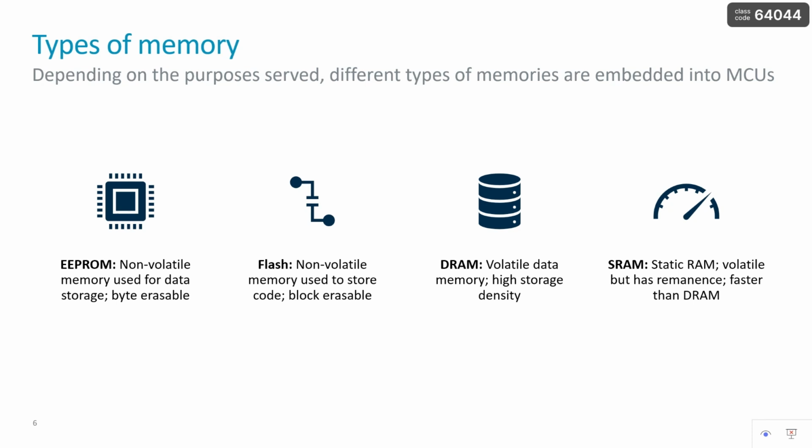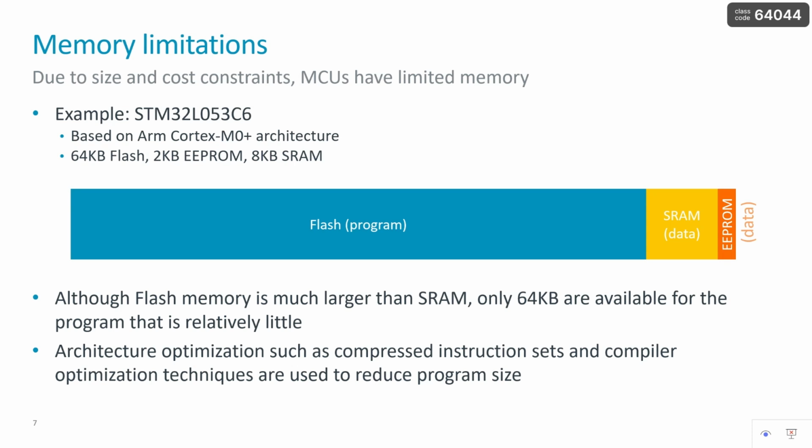Now, we have to consider the memory limitation, which is due to the size and the cost constraints. MCUs have limited memory. For example, the STM controller, which is based on the Cortex architecture. When I say Cortex M0 architecture, it's like when you take a look at the Apple MacBook or Apple iPad, which is based on the M1 or M2 or even M4 architecture, or the phone is based on the A17 Bionic chip or something like that.